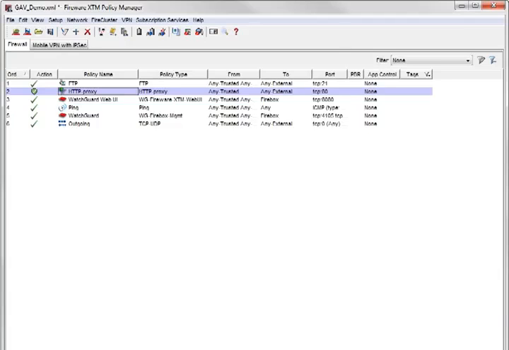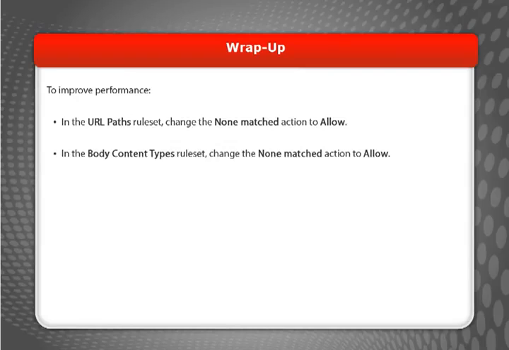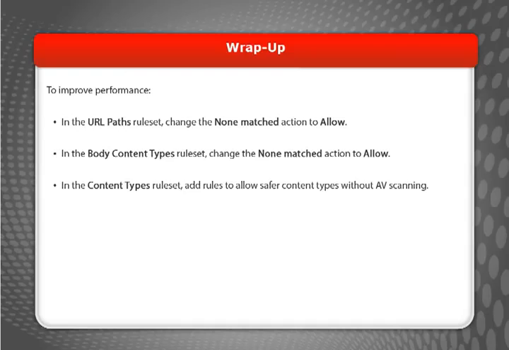for my users. Just to summarize, let's recap what I did to optimize HTTP proxy performance. First, I decided not to use URL paths or body content types as scanning criteria. I also added rules to bypass Gateway AV scanning for MIME types I consider to be lower risk. It is important to note that simply adding rules to bypass scanning based on MIME content type won't improve performance unless you also configure URL paths and body content types so they are not used as criteria for scanning.